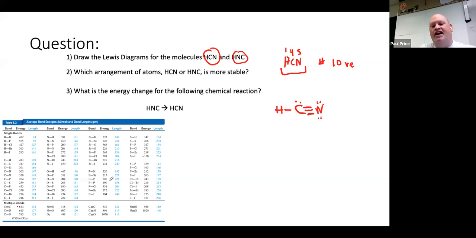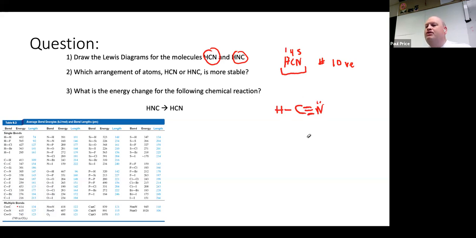And in order to do that, I'm going to have to remove electrons, that unshared pair from the carbon and that unshared pair from the nitrogen. And if we now have it, that triple bond allows us to have 10 valence electrons and satisfy the octet rule for everyone. So this would be the Lewis structure for HCN.